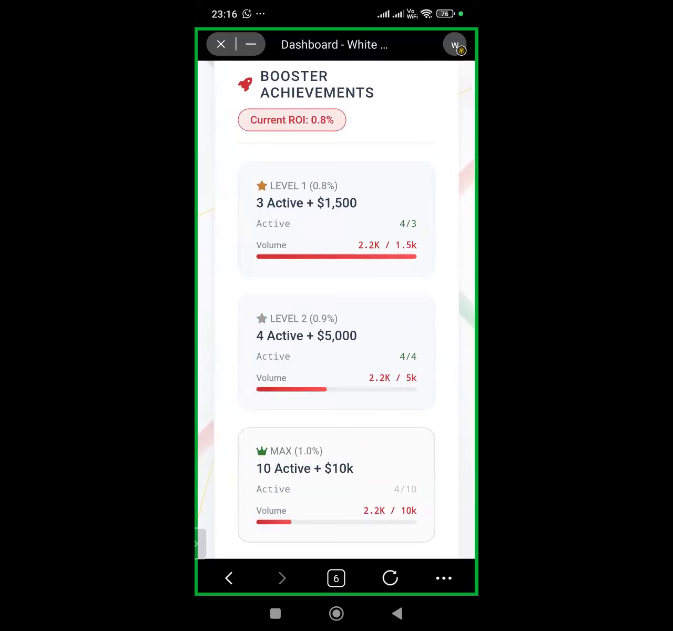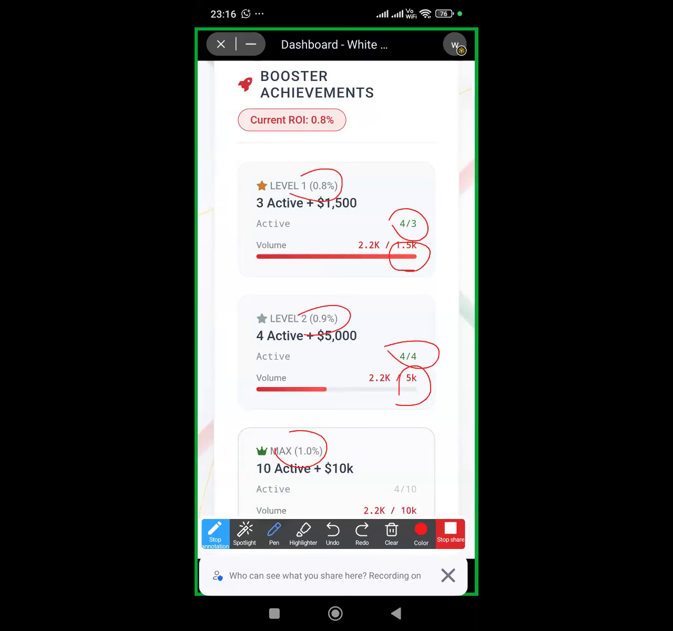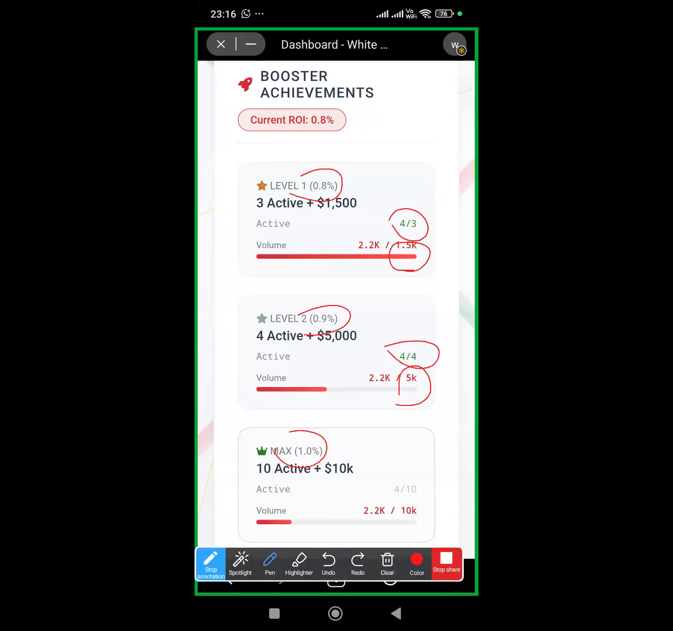The starting ROI is 0.7%. With booster achievements, you can increase your ROI to 0.8%, then 0.9%, and up to 1%. To achieve this ROI, you have to complete these targets. You require 3 directs and $1.5K business; if you achieve that, your ROI will increase to 0.8%. If you have 4 directs and your direct volume is $5,000, you will be rewarded 0.9% ROI. If you have 10 directs and your volume is $10K, you will start getting 1% ROI.